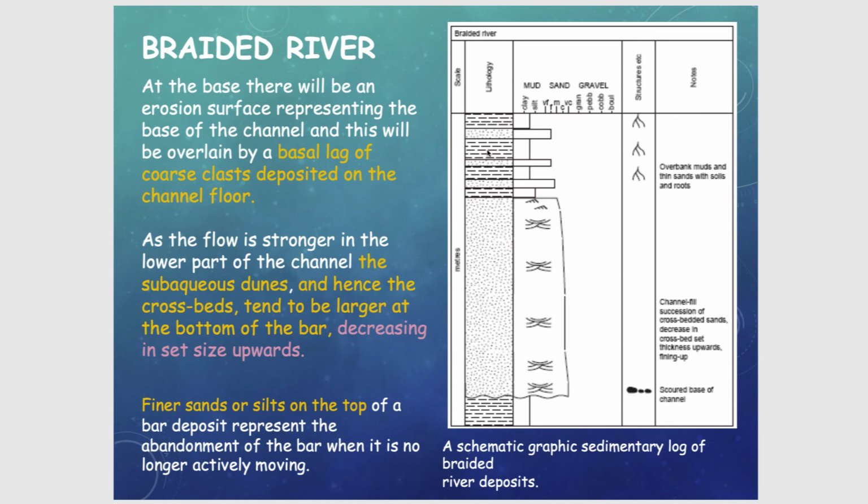essentially bank deposits that are formed on the side of the main channel of a braided river system. So these are often influenced by vegetation, so you have some roots that are indicated on this side. So these overbank muds and thin sands with soils and roots are quite common at the top of these sequences. At the bottom, commonly an erosional surface, which is an indication of the overflowing, for example.